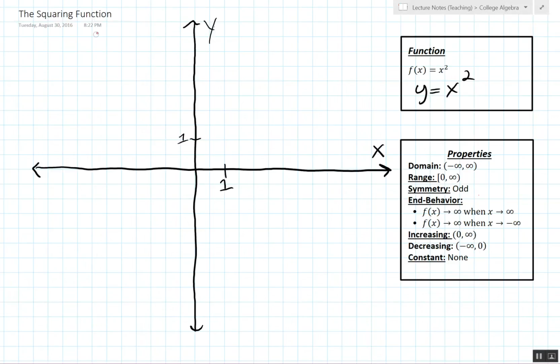So we'll move over to a different color pen here. So the origin, again, is going to be one of these points. So 0, 0. Another one of these points is going to be 1, 1. And then another one of these points is going to be 2, 4. Then we get similar points on the other side, negative 1, 1, and negative 2, 4.